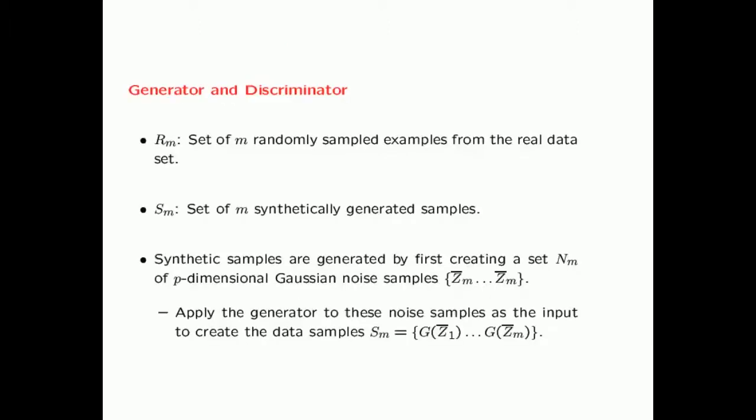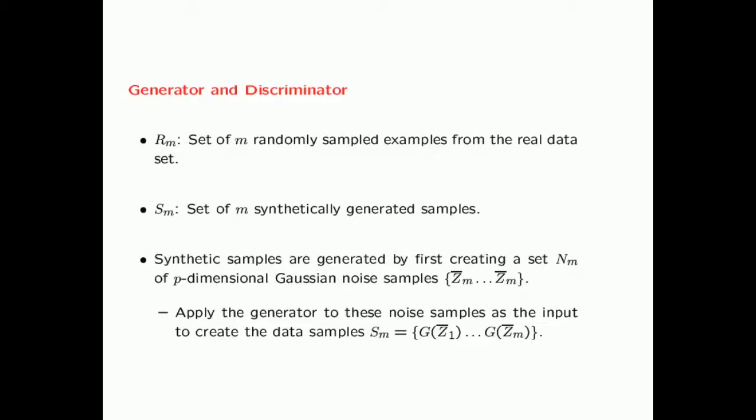So let's look at how the training of the generator and the discriminator is performed. We'll first start by introducing some notations and definitions. Let Rm be a set of m randomly sampled examples from the real data set. Now m is essentially your mini batch size. Sm is a set of m synthetically generated samples. These synthetically generated samples are generated by the generator.